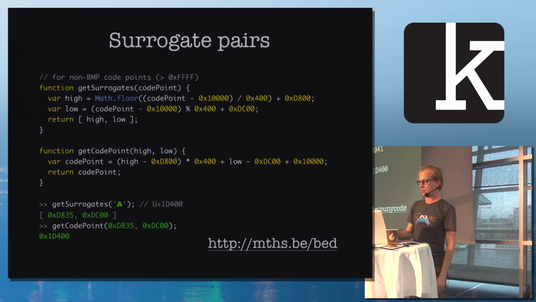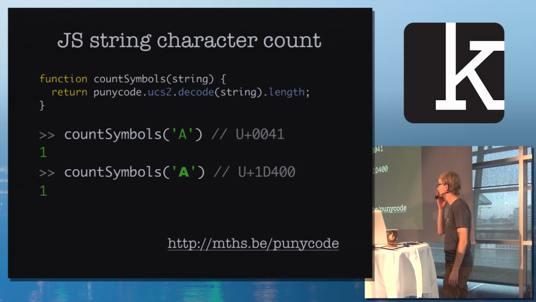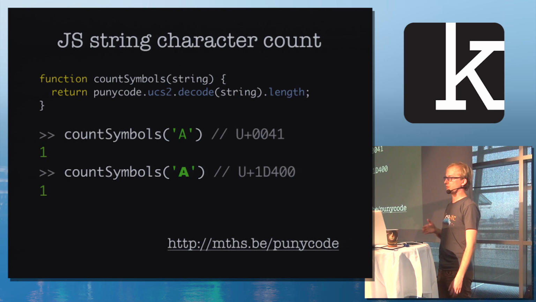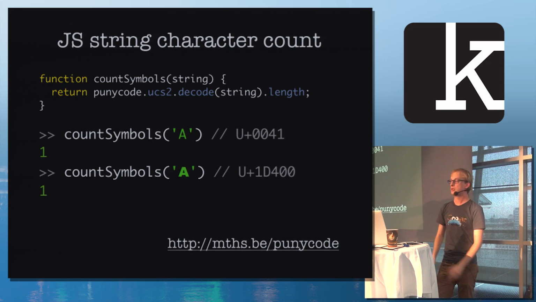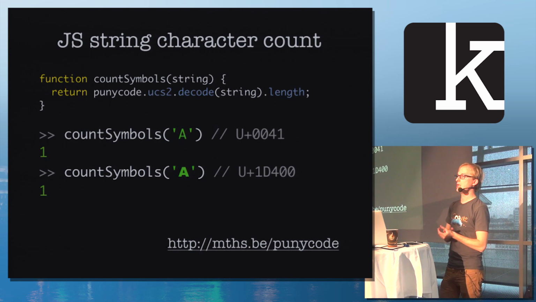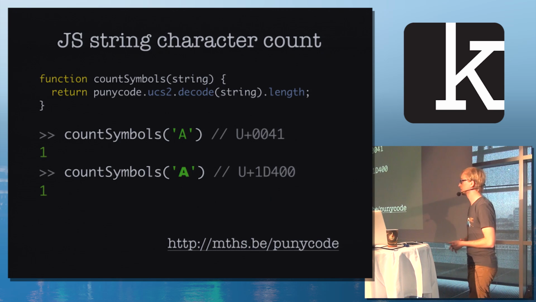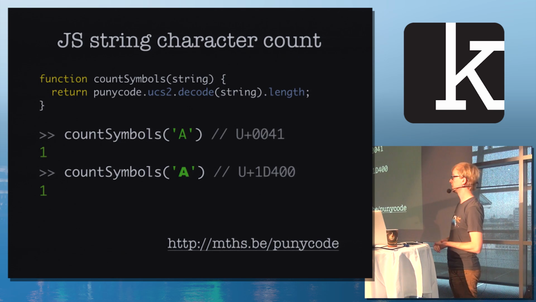Now, a better solution to the problem we had before, if we want to count the number of characters in a string, would be something like this, where you would account for those surrogate pairs, and each pair would just count as a single symbol. You can use the Punycode.js library for that, which ships with Node.js, so it's just built in. You don't need to install anything.